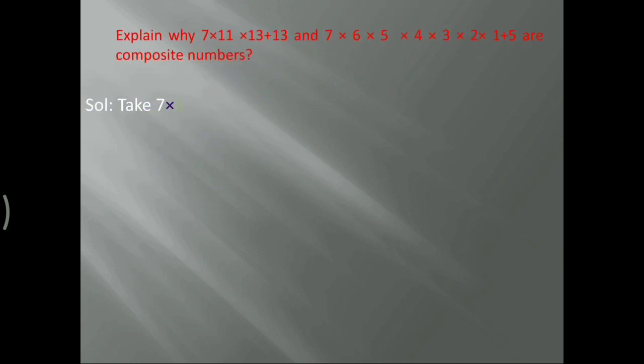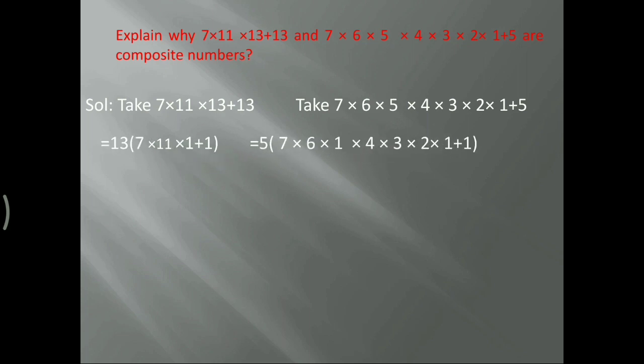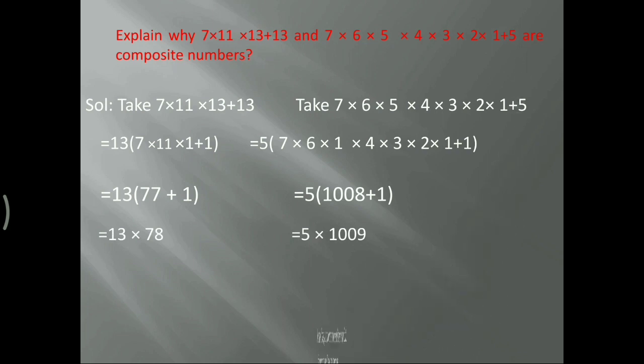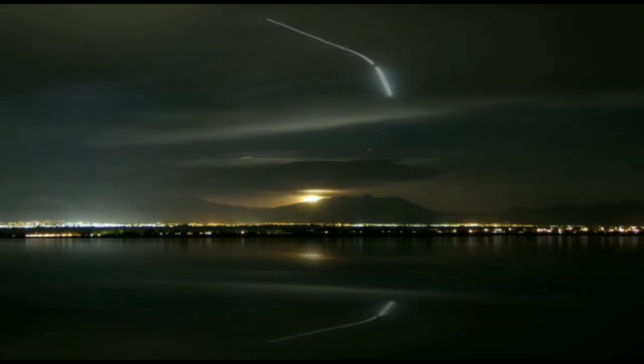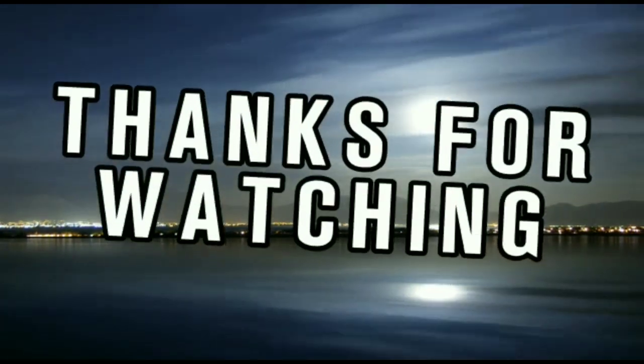Explain why 7 into 11 into 13 plus 13, and 7 into 6 into 5 into 4 into 3 into 2 into 1 plus 5, are composite numbers. Look at the solutions. We can take 13 common in the first expression. In the second expression, take 5 common, multiply the products and add 1. Then you are getting 13 into 78 and 5 into 1009. As per the given numbers, they can be written as a product of two numbers, so they are composite numbers.